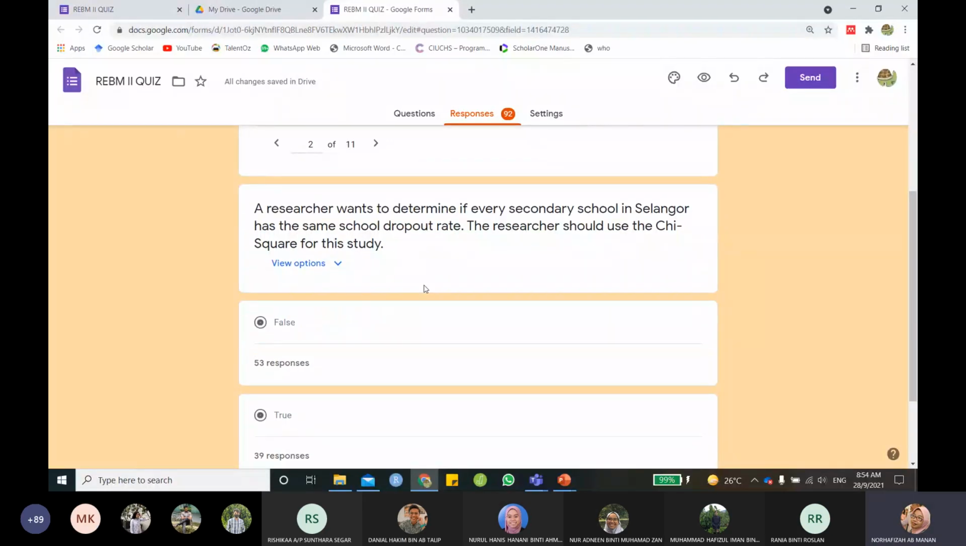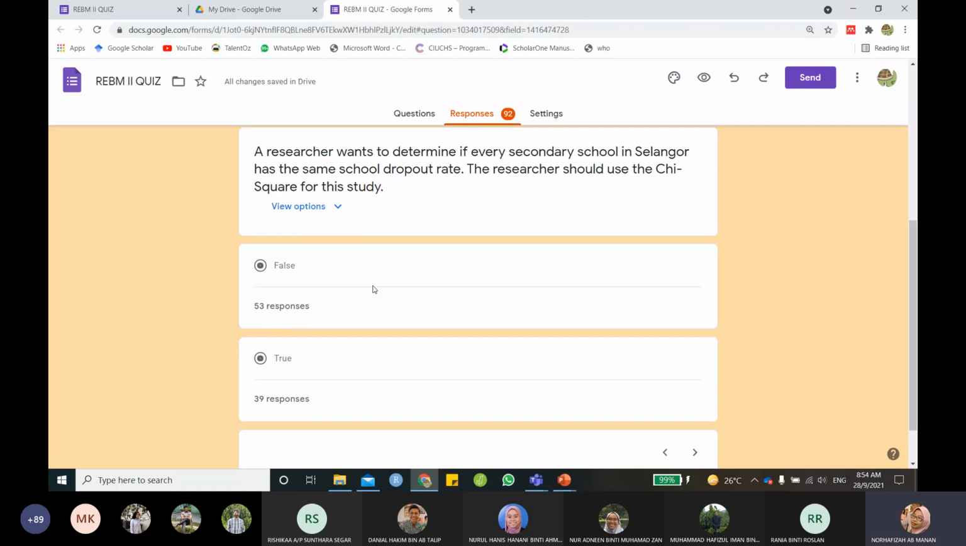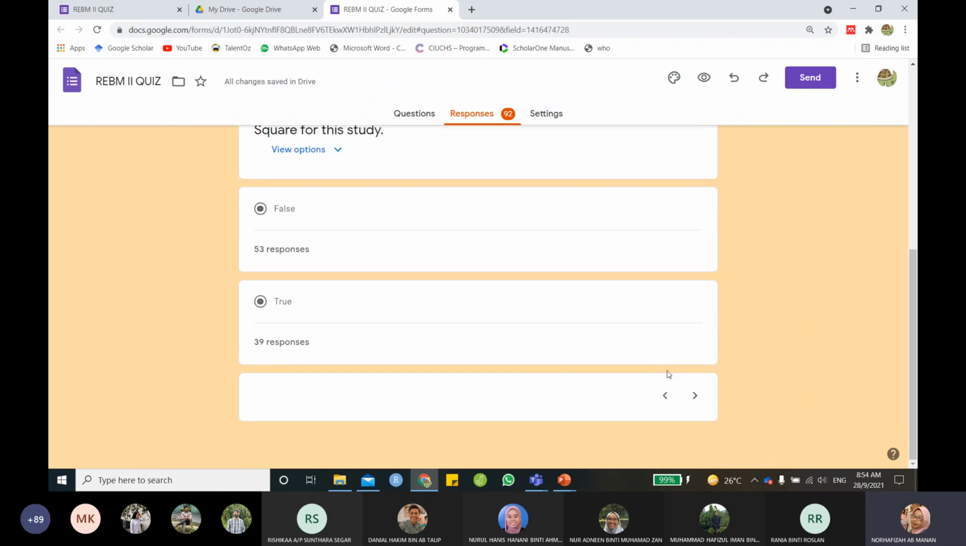A researcher wants to determine if every secondary school in Selangor has the same school dropout rate. The researcher should use a chi-square test for this study. Okay, the answer is, because this one is rate, rate between schools, so the answer is true. Okay, and then the next question.